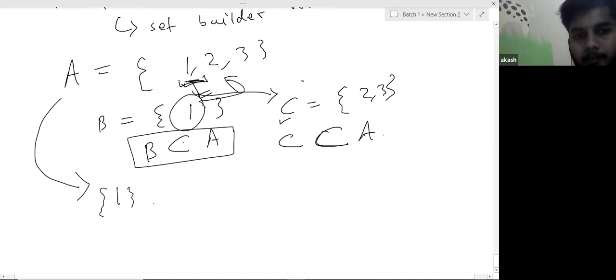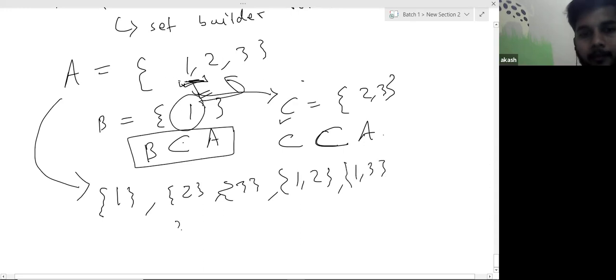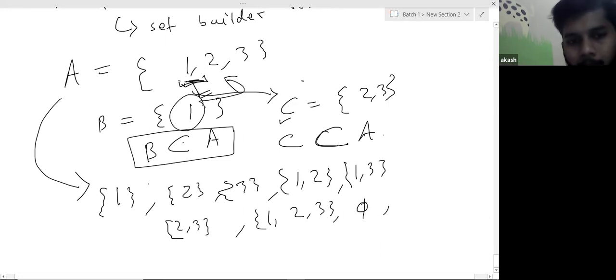Yes, sir. All right. So if I ask you to write all the subsets of A, these will be {1}, {2}, {3}, {1, 2}, {1, 3}, {2, 3}, {1, 2, 3}, and the null set. Anything left? I guess not. That is 8 subsets. All right. These are all the subsets of A.